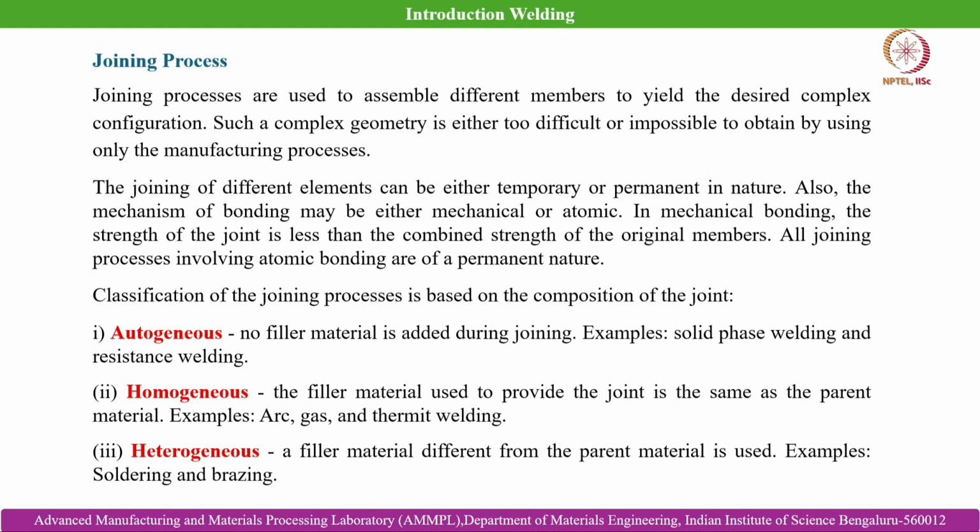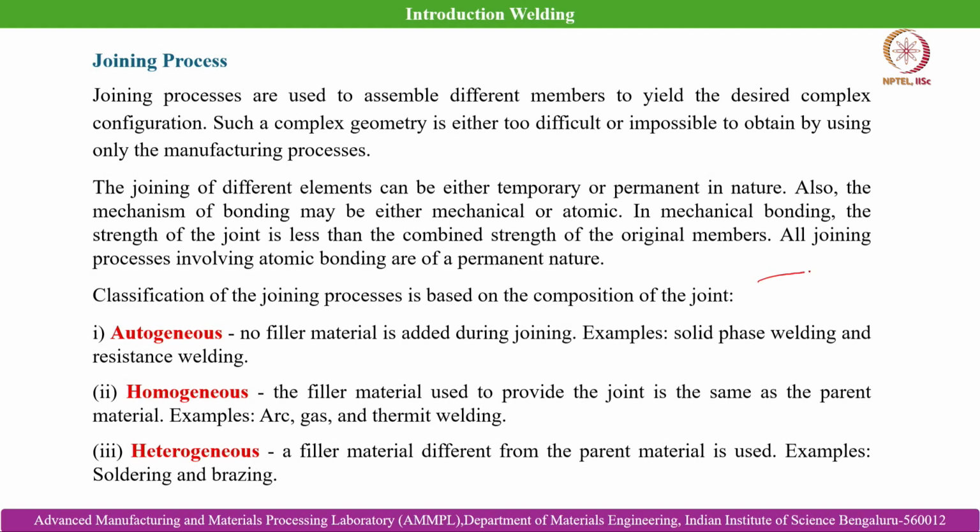Based on the nature of the joining process, it can be classified as autogeneous, homogeneous and heterogeneous. In autogeneous welding, for joining, no filler metal is added from outside. In homogeneous welding, we use filler metal of the same composition as the metal pieces which are getting welded.